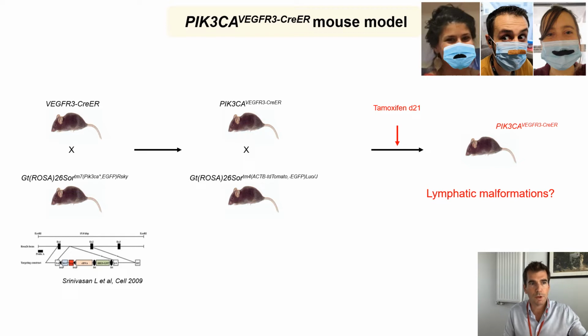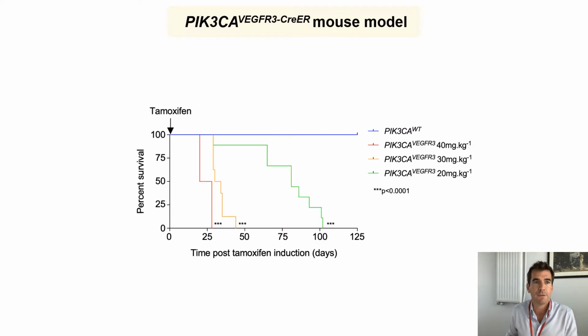So we were waiting up to 3 weeks of age. Then the mice are considered as adult, and then you can start the tamoxifen to induce the PIK3CA alpha overactivation in order to avoid any embryonic lethality. So we started to use different doses, a full dose of tamoxifen, I would say, to have 100% recombination of PIK3CA alpha in lymphatic tissue.